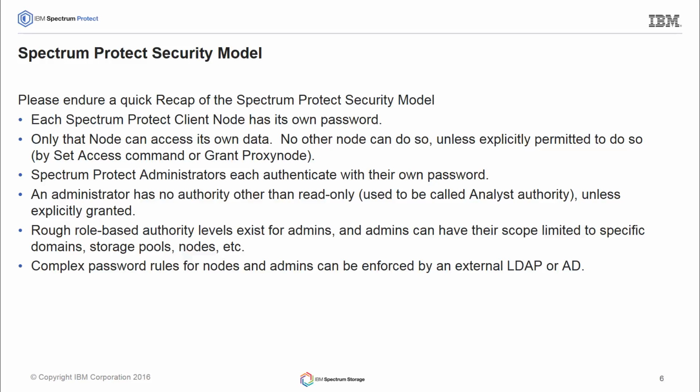We have rough role-based authority levels for admins, from system to operator to policy administrator. And if you look in the manual, each command that you can issue will have a specific authority level required to run that command. Within this scope, you can also limit a user and say, okay, administrator, you have domain-level access, but only to these domains. You have operator-level access, but only to these storage pools, for example.